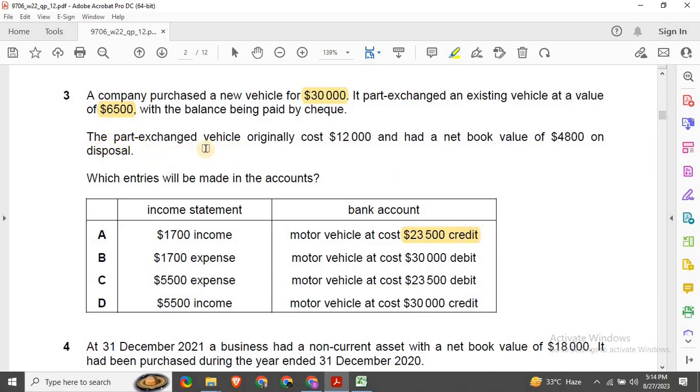In part exchange, the original cost of that vehicle was 12,000 and the net book value was 4,800. So it means we are selling it for a higher price, 6,500, and 6,500 minus 4,800 is 1,700, which is my income. So the correct option is option A.